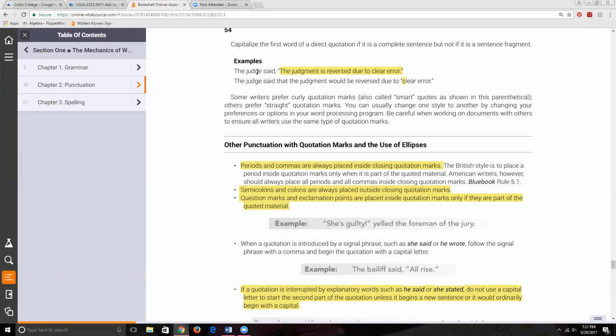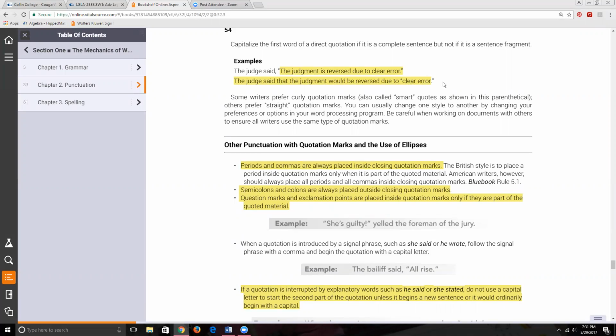We're going to have our signal. In this case, we're using said, comma, space, open quotes, capital letter, at the end of our sentence, period, close quotes. But here, when we're just doing the snippet, we're not going to have a comma, we're just going to have a space, open quotes, lowercase letter. Because this whole sentence ends, we're going to put a period right there.